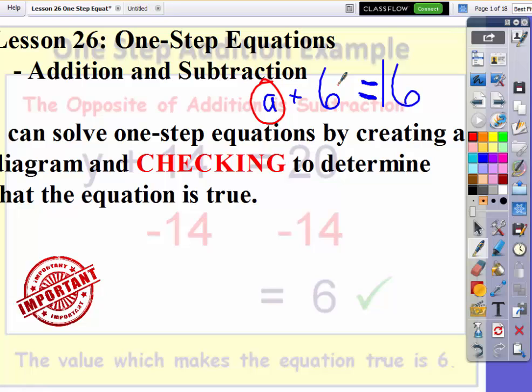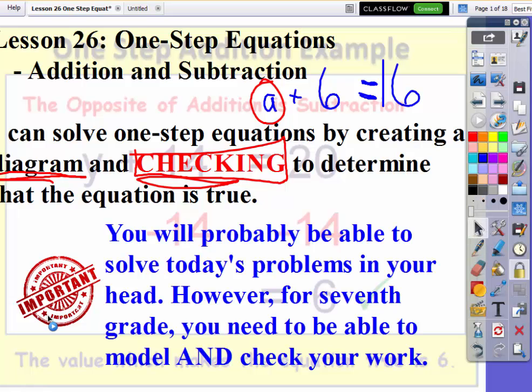So our focus today is we're going to solve one-step equations by creating a diagram. So we're making a model and checking to determine that the equation is true. For my class, please make sure you are checking. If you are not checking your work, even if you have the right answer, I'm going to make you redo it. It is important also that you show your work and that you have that diagram down.